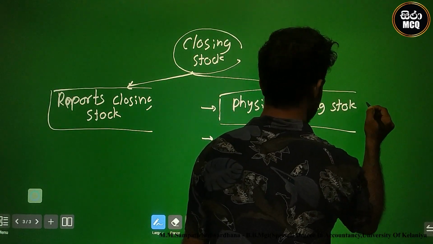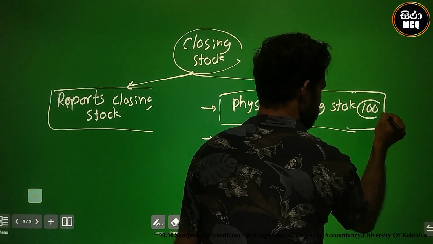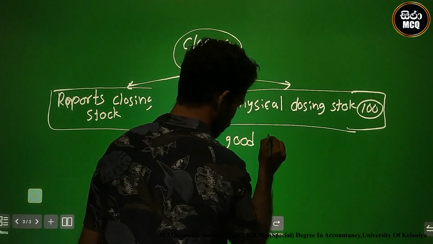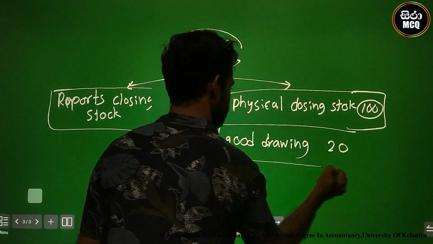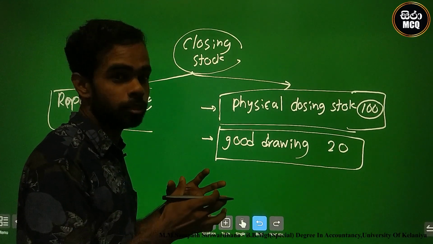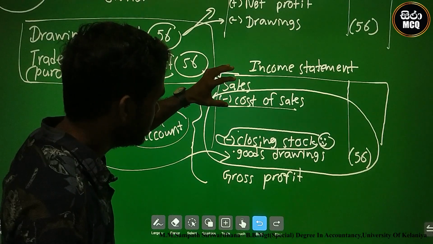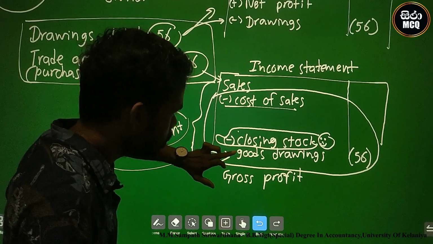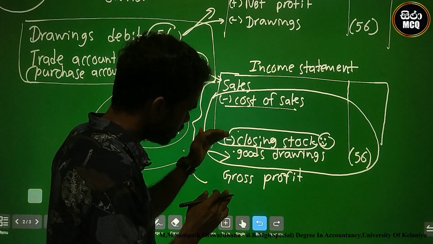The physical closing stock was 100. Physical closing stock means 100 stocks available in the business. We can touch it. And goods drawings are 20. The physical closing stock and the goods drawings are related, because at the income statement preparation, in cost of sales, the closing stock and goods drawings are line by line. There is an impact to cost of sales.